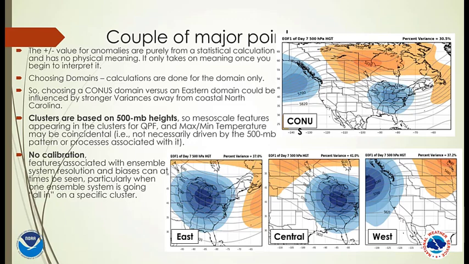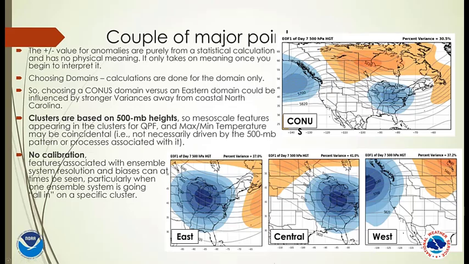Remember, clusters are based on 500 millibar heights. So any mesoscale features you may see in the QPF or the maximum temperatures may just be coincidental because the clusters are not based off those fields. And the other thing is no calibration is associated with this ensemble system. Resolution and biases can at times be seen, particularly when one ensemble is going all in. That means, let's say, all 30 GFS members are fitting into this central cluster here. So you have to be really careful with that.